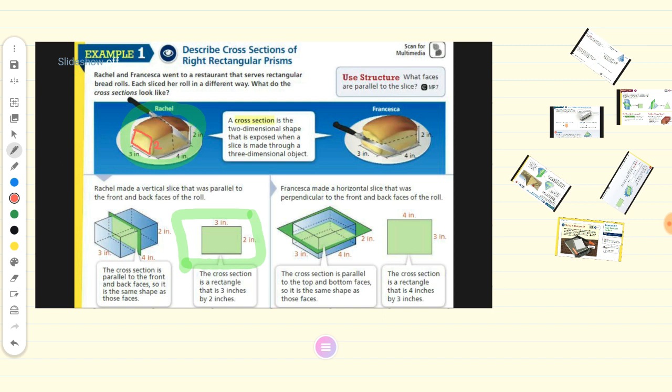What about Francesca? Francesca sliced it horizontally. In the case of horizontal slicing, you will find a shape parallel to the bases, the up and down. Here its length is 4 and its width is 3. In this case, we have a rectangle with dimensions 3 and 4. This is how to describe the cross-section.